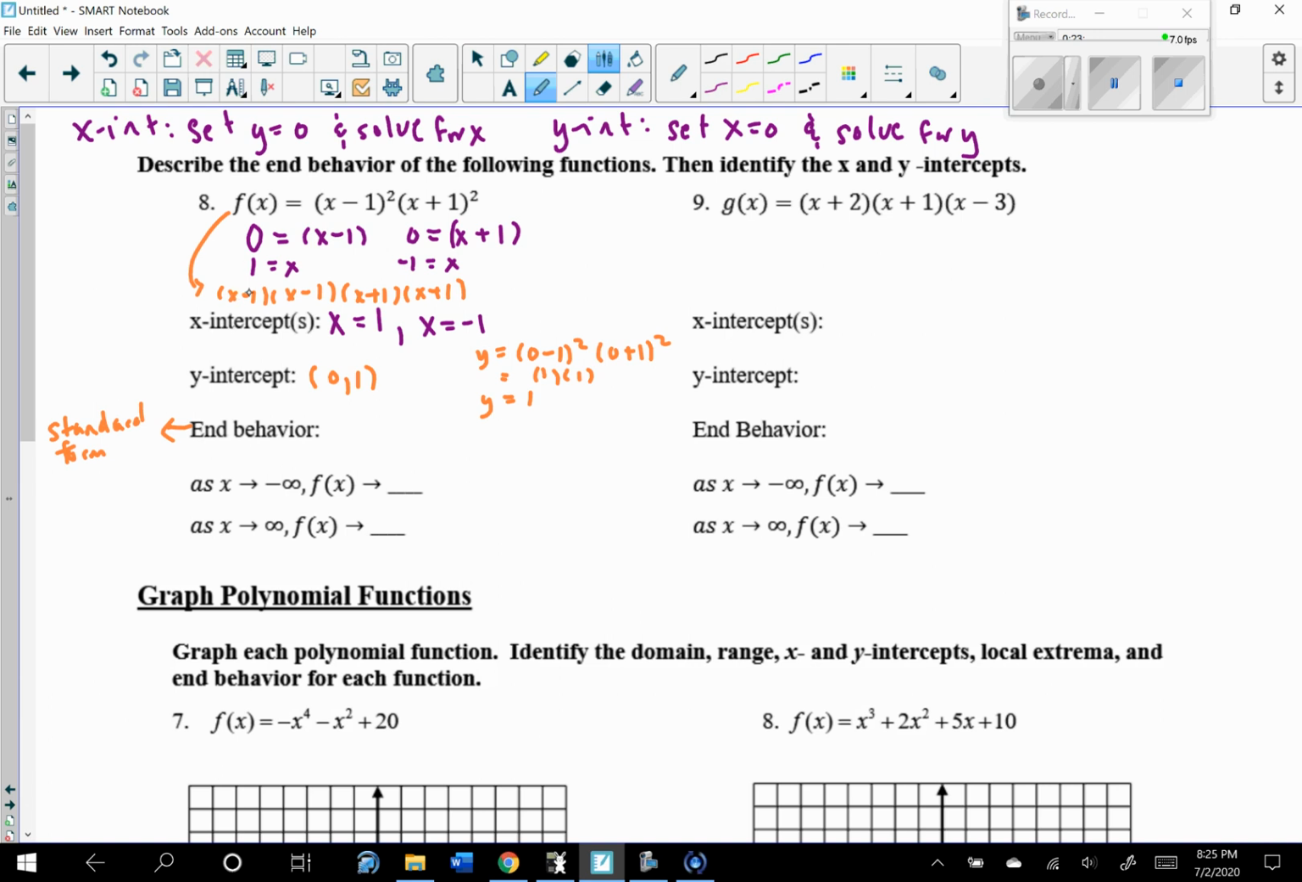If I multiplied all the first terms together, x times x times x times x, well, what happens when you multiply something with the same base? You add the exponents. So 1 plus 1 plus 1 plus 1 would be x to the 4th power. And what's in front of the x is 1. So 1x to the 4th power is the leading term.